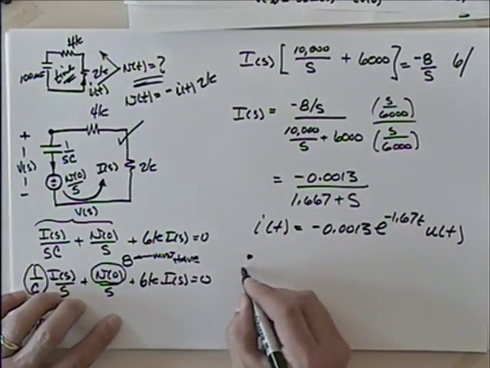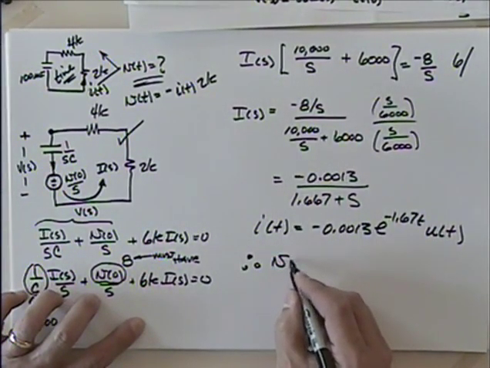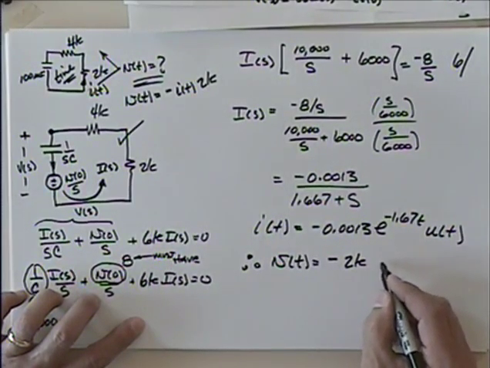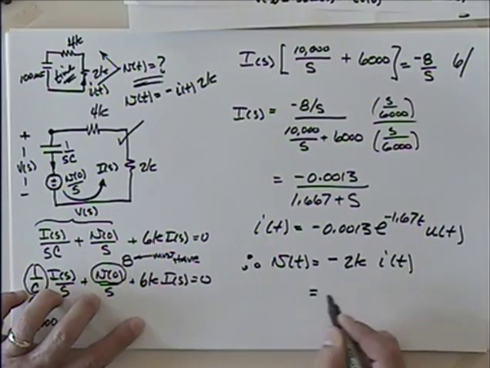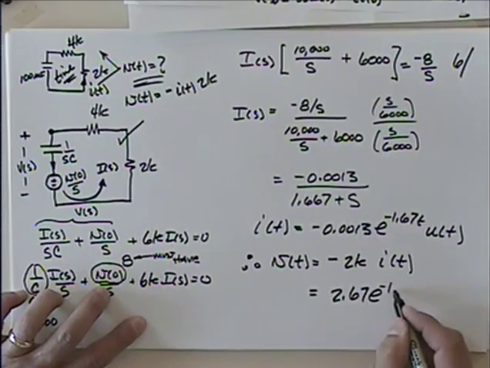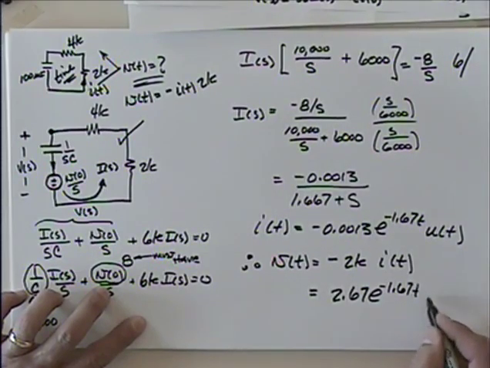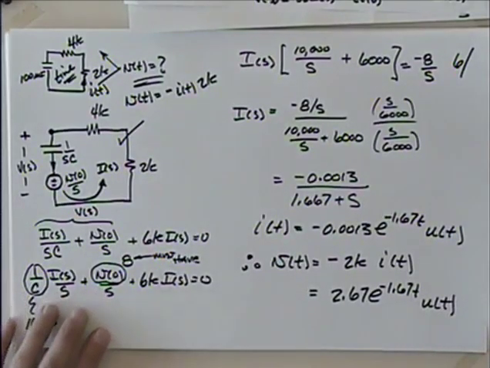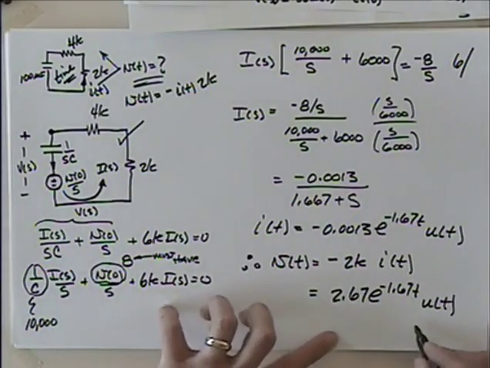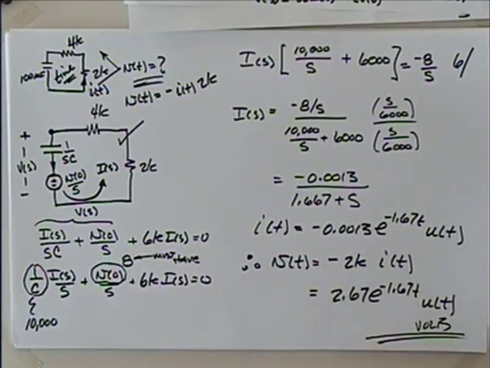So I say then that V of t is equal to minus 2k, or 2000, times I of t, which gets me the positive 2.67 e to the minus 1.67 t u of t. That would be volts. Okay. So we probably beat on that problem about as much as you want to.